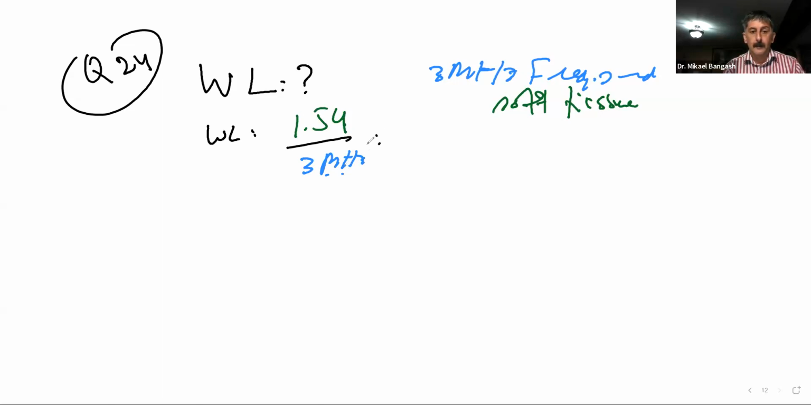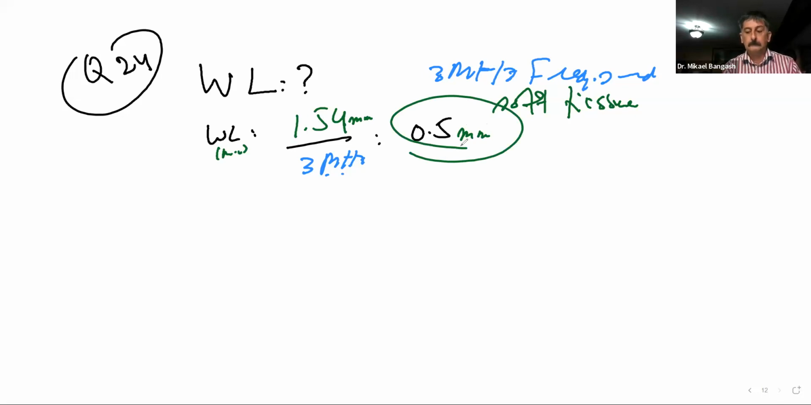So 1.54 divided by 3 is roughly 0.5. And we already know the unit here was millimeters, so the unit of the wavelength is going to be millimeters. That's going to be the wavelength. You see it's the same number, but with different units.